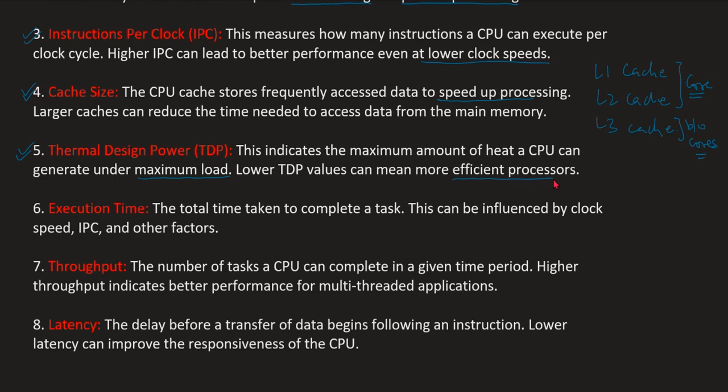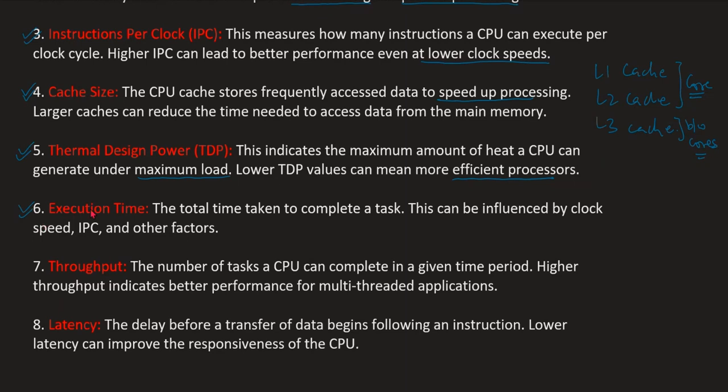If a processor is having a lower TDP value, thermal design power value, it means even if the processor is working at its maximum load capacity, it will be generating low power dissipation, or it will be generating lower heat. So that processor will be considered to be a more efficient processor.